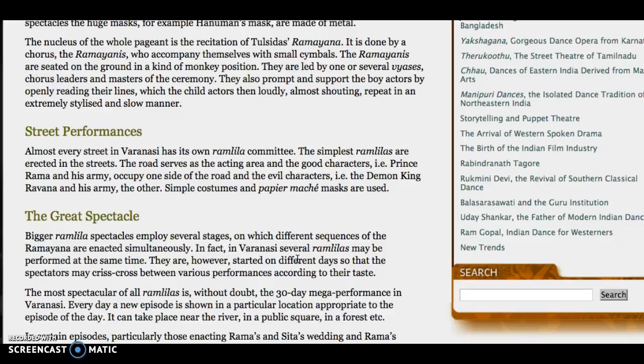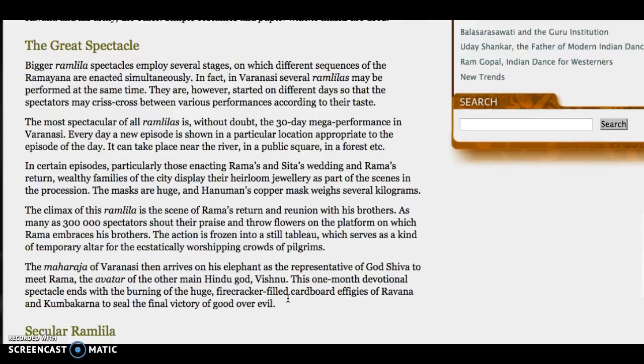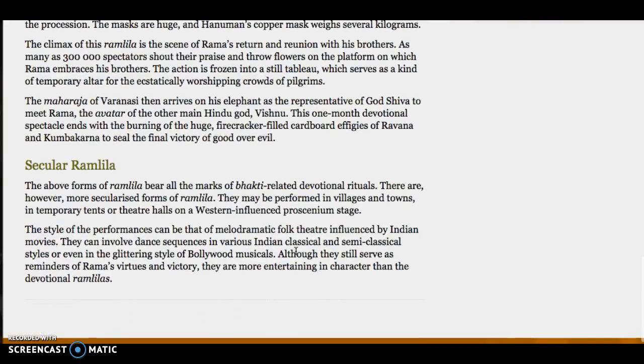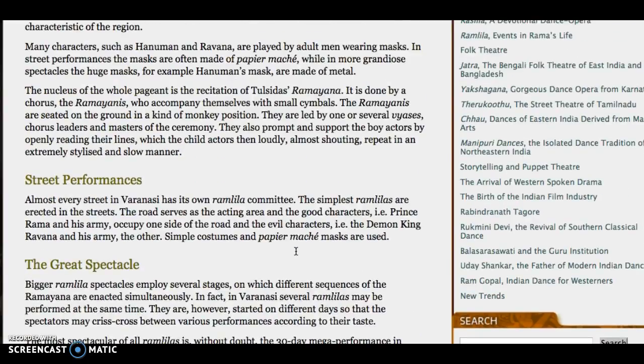Remember some of the scenes that we saw of this in the Story of India. This great festival in Varanasi. We saw images of that in Story of India, and the climax of this is a scene of Rama's return and reunion with his brothers, and as many as 300,000 spectators will gather. It's an enormous participatory spectacle and festival in Varanasi, and a legendary part of Indian culture.